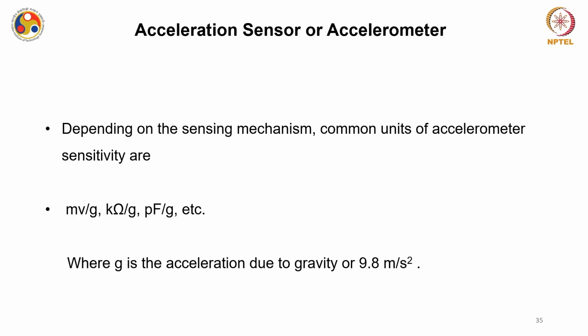Depending on the sensing mechanism, the commonly used units for accelerometer sensitivity are mV per g, kilo-ohm per g, picofarad per g, etc. Depending on what you are measuring and what the electrical parameter is, it is voltage, or resistance, or charge. In these units, g is the acceleration due to gravity.